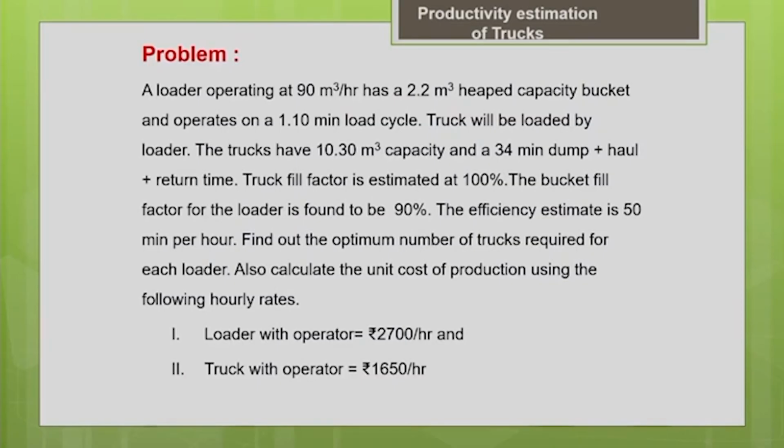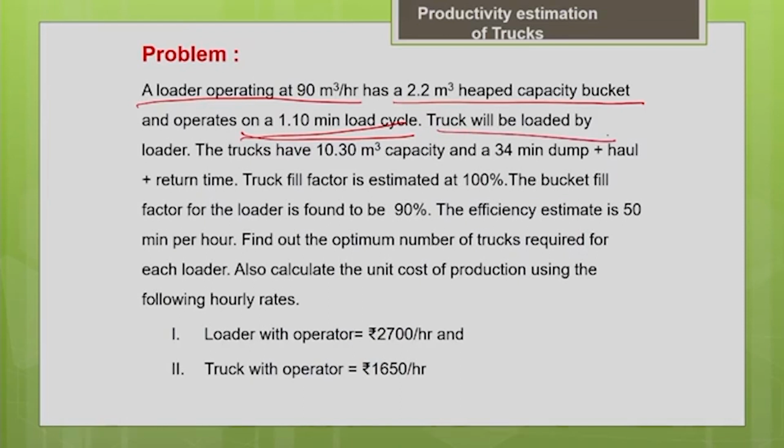Now, let us work out a problem on balancing the interdependent machines. Here a loader is operating at 90 meter cube per hour, and it has a 2.2 heap capacity bucket and operates on a 1.1 minute load cycle. The cycle time of the bucket is given as 1.1 minute per cycle.